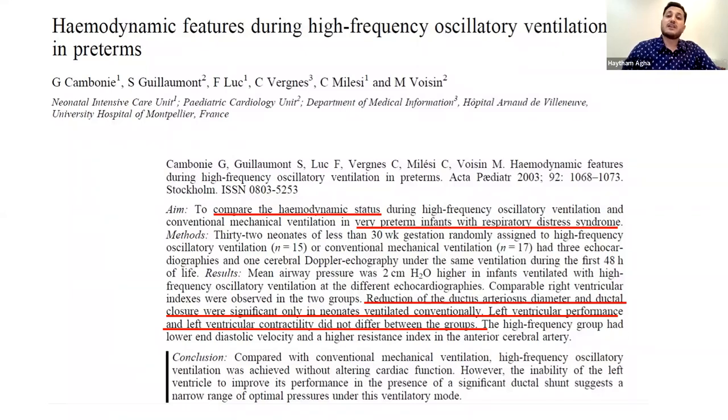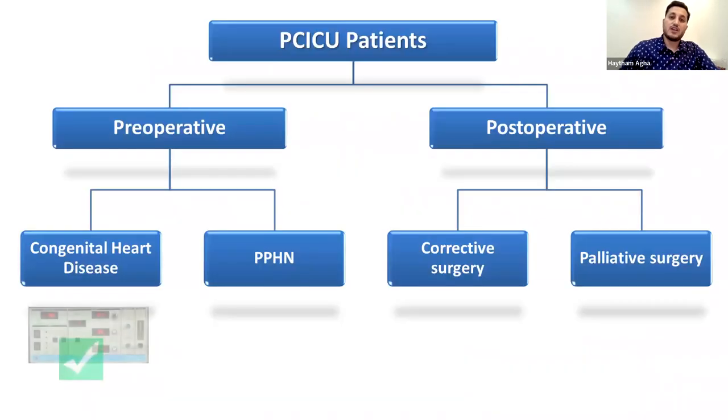And they found that in patients on conventional mechanical ventilation, there was a reduction in the size of the PDA. This indicates that patients on high frequency oscillatory ventilation have much lower pulmonary vascular resistance. That's why the PDA didn't close in those patients. And the LV performance was the same between both groups. So now we can say that in patients with congenital heart disease, we can use high frequency oscillatory ventilation safely.